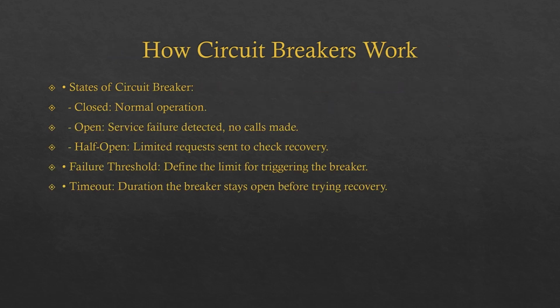Circuit breakers function through three states: closed, open, and half-open. In the closed state, the service operates normally. When a failure is detected, the circuit breaker switches to the open state, preventing any further requests. After a set time, it moves to the half-open state where limited requests are allowed to test if the service has recovered. If successful, the circuit breaker closes again, otherwise it remains open.